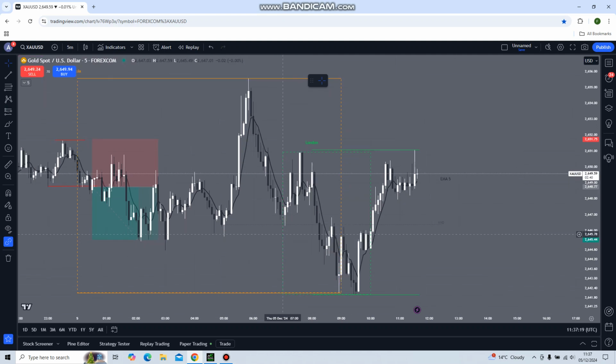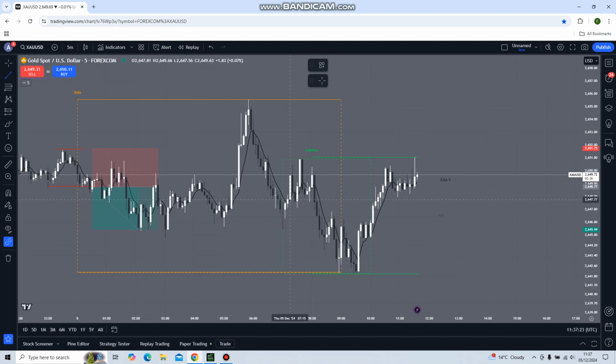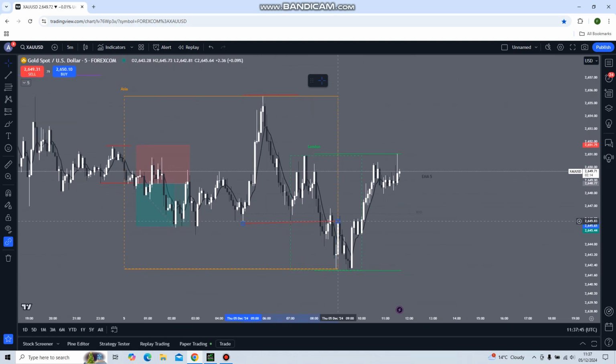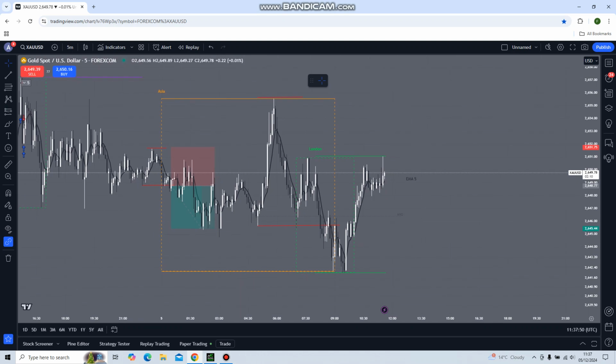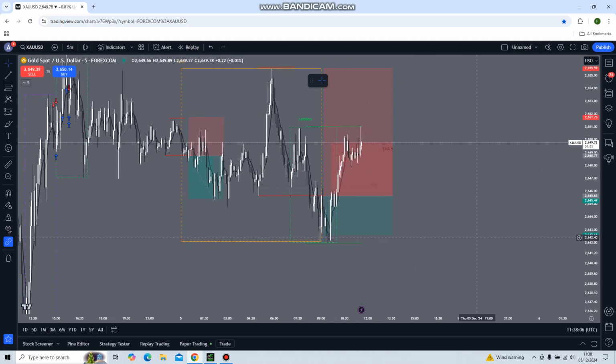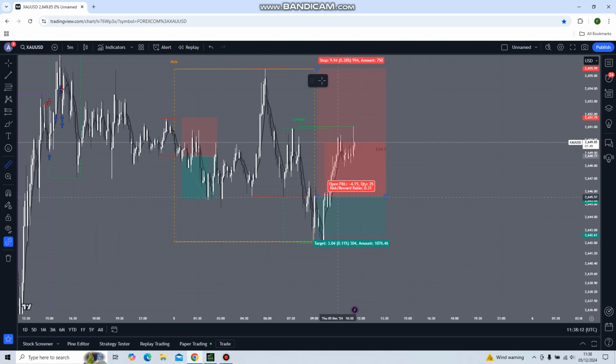Now before the London session starts, you do the same. You mark your structure, so that is your structure high, and that's your previous structure low. Let's say your short position got triggered here. Your stop loss was here, which is a big stop loss, and that's your TP, 30 pip. So even though your stop loss is bigger, your TP got already hit.